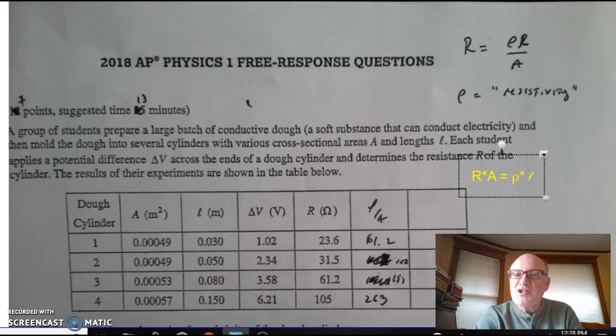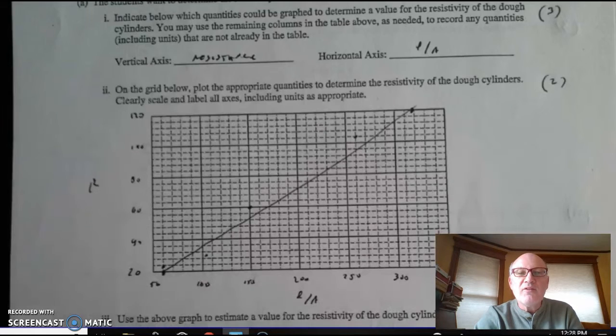Okay, so the next question is, once you choose your axes, plot the points and determine the resistivity. So I went ahead and plotted my points. I made a rough scale down here of L over A, resistance from 20 up to 120. Plotted my points in there and drew in some kind of a best fit line. You can see it was very casual. I didn't even use a straight edge there, but I took my data points and plotted them.